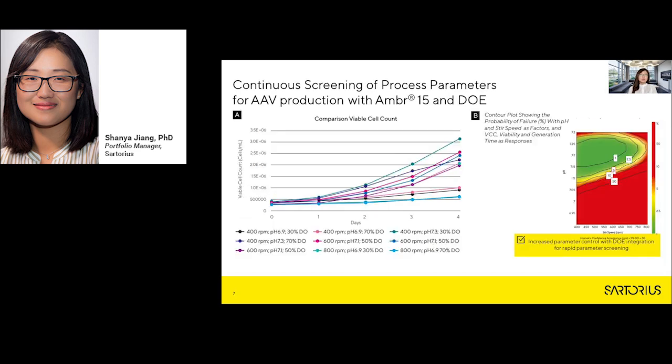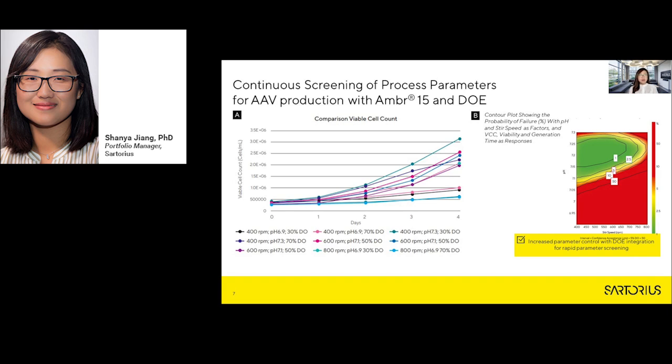Another important thing is to screen for the cell culture parameters for suspension culture, which is more suitable for future scale-up than adherent culture. To screen for suspension culture conditions, 3 stirring speeds, 3 pH, and 3 dissolved oxygen conditions were tested in parallel using Ambr 15, the automated high-throughput microbioreactor system, which serves as a scaled-down model, and the design of experiments approach with integrated MODDE software.